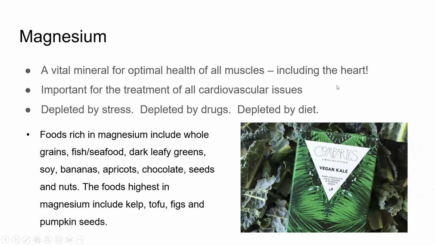I try to get people's magnesium up, sometimes by diet, sometimes by supplementation. This is a picture of a vegan kale dark chocolate with pumpkin seeds, which is more or less all the magnesium sources in one place. I have not tried kale dark chocolate, but don't hate it if you haven't tried it. Here's a list of magnesium-rich foods. Magnesium is depleted by stress and many drugs, and we don't get enough in our diets. So that's an important one.